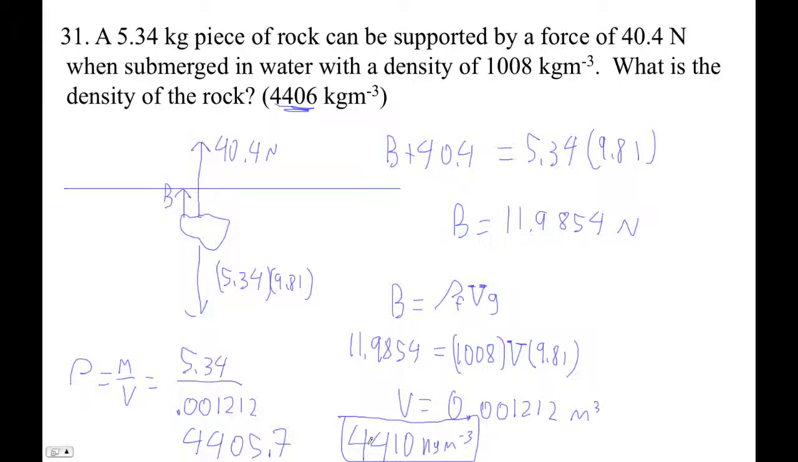I just don't like sig figs very much. Oh, hey, I just got a text. All right.